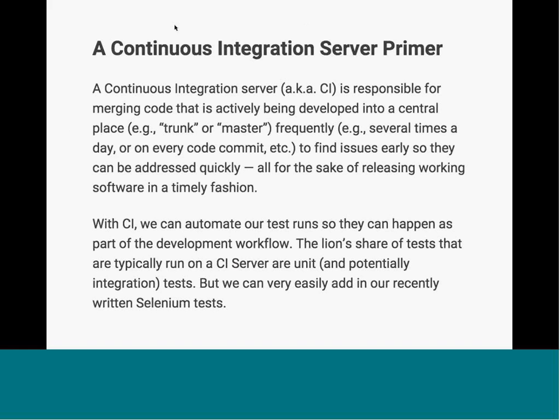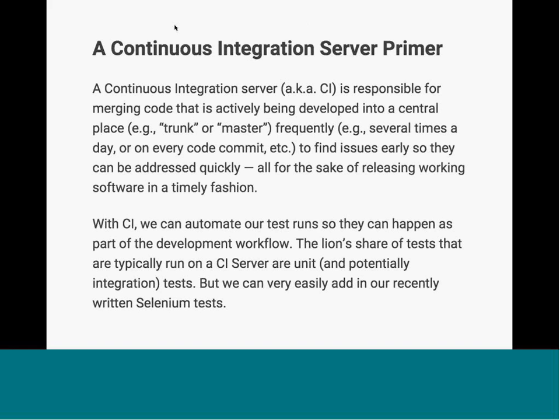So a real quick primer here for those of you not familiar with continuous integration. A continuous integration server is also known as CI. It's responsible for merging code that's actively being developed into a central place, often referred to as a trunk or a master. And then this is frequently, i.e. several times a day or on every code commit, compiled and combined to find issues early so they can be addressed quickly. This is all done for the sake of releasing working software in a timely fashion. And with continuous integration, we can automate our test runs so they can happen as part of the development workflow.